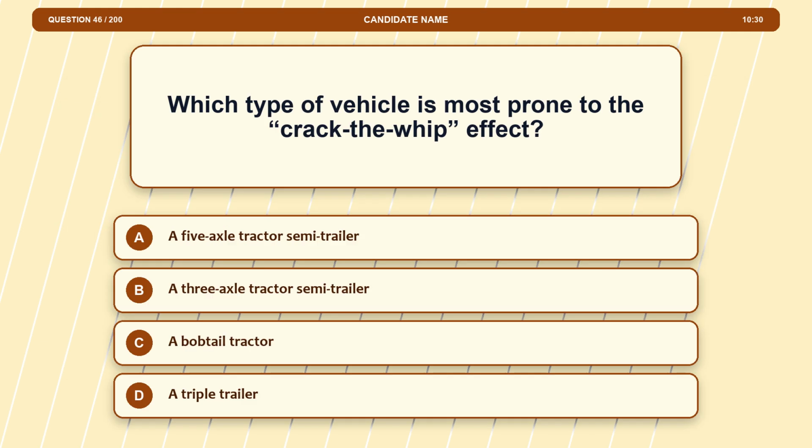Question 46. Which type of vehicle is most prone to the crack whip effect? Option A, a 5-axle tractor semi-trailer. Option B, a 3-axle tractor semi-trailer. Option C, a bobtail tractor. Option D, a triple trailer.